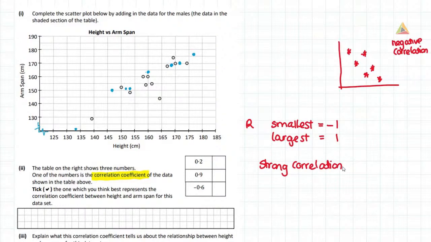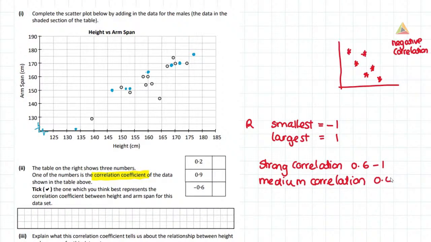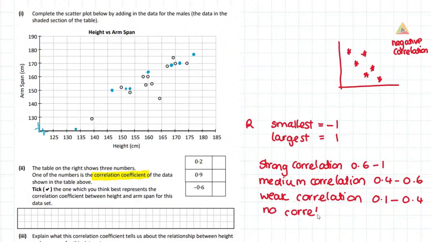So we have strong correlation when we're looking at figures from approximately 0.6 to 1. We have medium correlation, and again, these are approximately 0.4 to 0.6. And then we have weak correlation from approximately 0.1 to 0.4. And we have no correlation if we have an answer of 0.